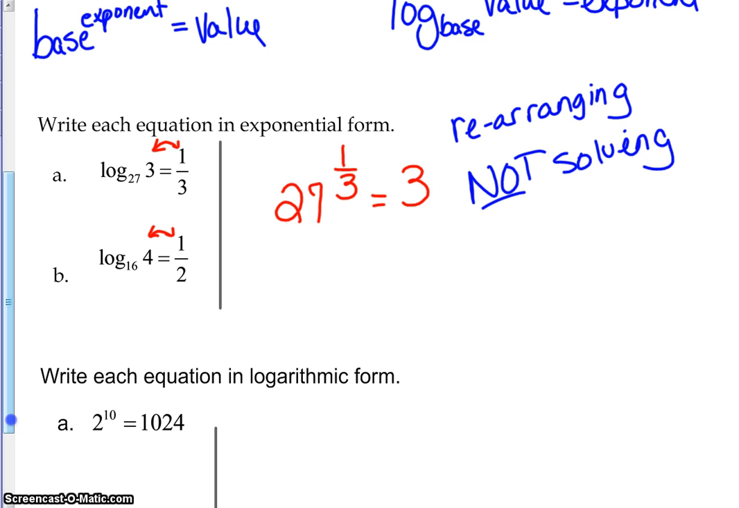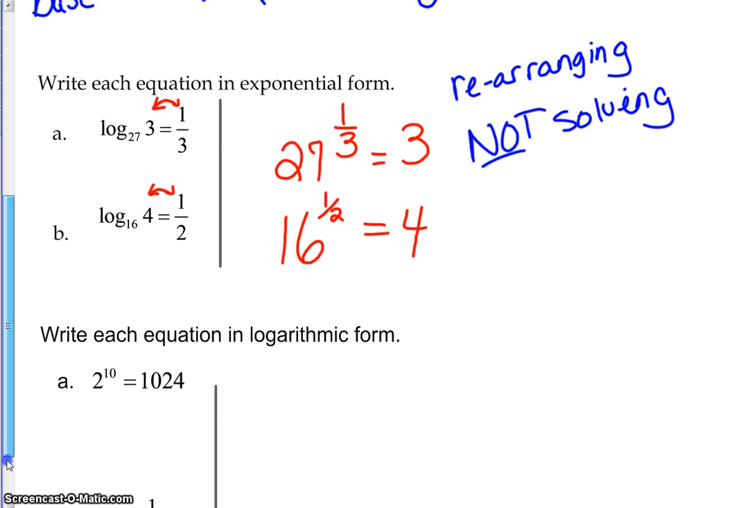It's really just showing it in a different way. So here, I'm going to switch around the 4 and the 1/2. So it would be 16 to the 1/2 equals 4. You can see how I switched around the two values that are around my equal sign.